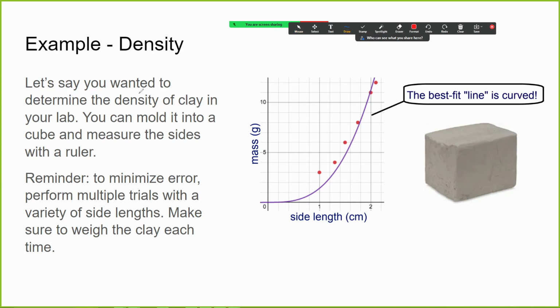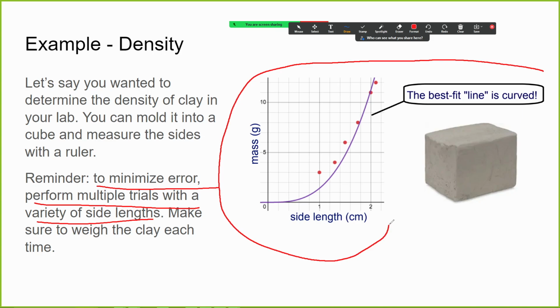So when we talk about density, once again, let's say you wanted to determine the density of clay in your lab. You could mold it into a cube and measure the sides with a ruler. But if we want to minimize error, remember our fancy thing here, multiple trials with a variety of side lengths, repeat, right? Repeat a bunch of times to reduce experimental error, and make sure you're weighing the clay each time. So this is just kind of to get you back in the idea process of how we actually do experimental design. But if we do take a look at this graph here, this is a very not linearized graph. Now that's not necessarily a bad thing if the data does not call for linearizing. But we can talk about what it actually looks like to linearize our data.